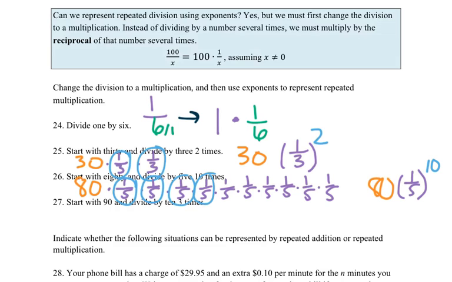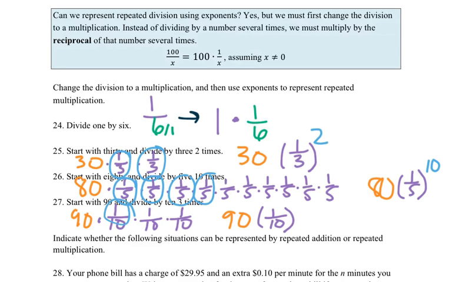And last but not least, start with 90 and divide by 10. That means multiply by 1 over 10 3 times. Okay, and so then we can simply rewrite this one as 90. Our base, what's repeatedly being multiplied, is 1 over 10. And we did that 3 times.